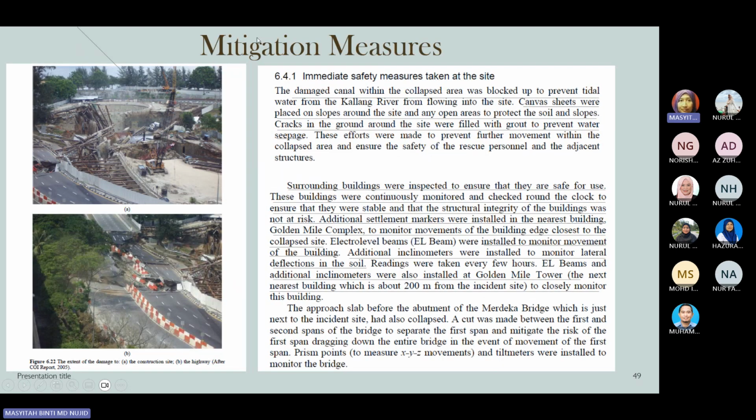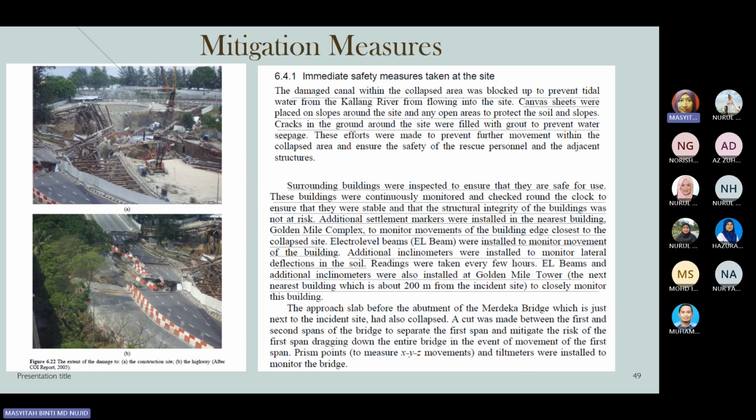So what are the mitigation measures? These are some mitigation measures taken during the time. For example, the damaged canal in the collapse area was blocked up to prevent tidal flow, and then they covered the slope using canvas sheet. The cracks in the ground around the site were filled with grout to prevent water seepage. These are the activities carried out during the time, and surrounding buildings were inspected to ensure they were safe to use, and the buildings were continually monitored and checked around the clock.